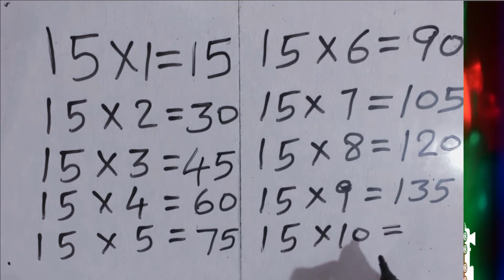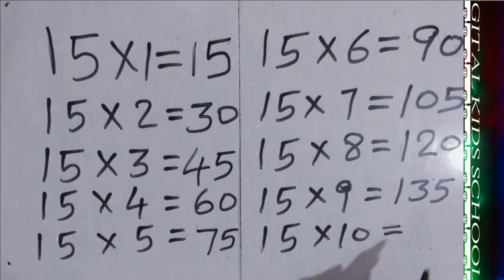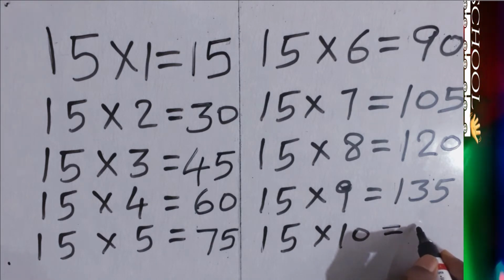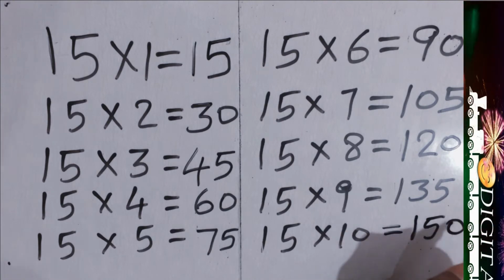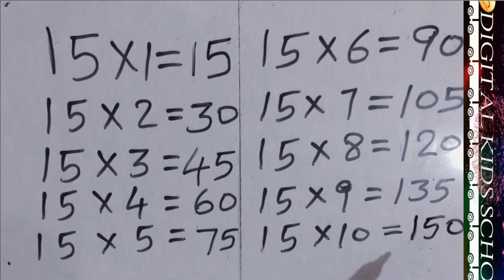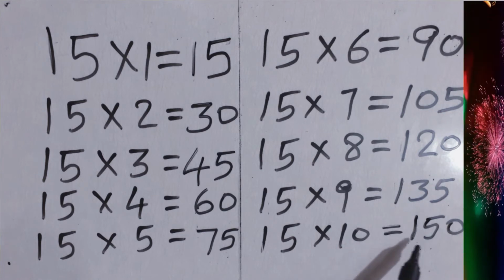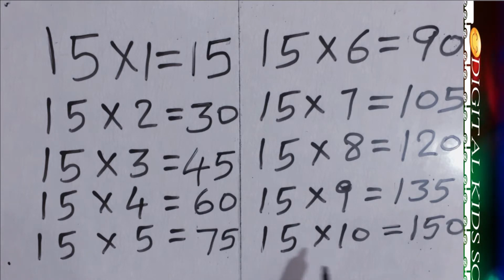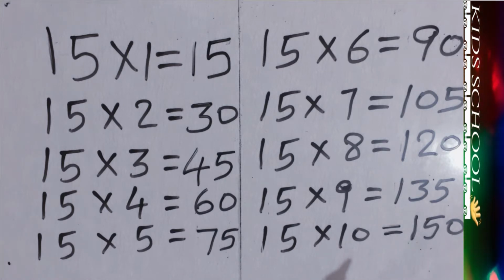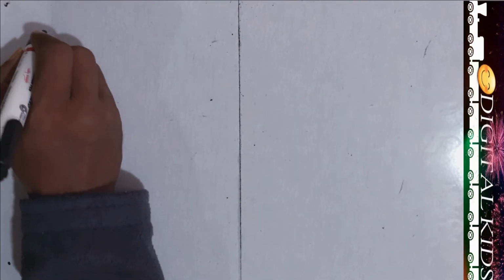15 into 10. Write the answer here. What is the answer? 15 into 10. 15 into 10 is equal to 150. Write the answer here. 150. 15 10 ja 150. 15 multiplied by 10 is equal to 150. Write the answer. 150. 10 times 15 is 150. Once you practice 15th table.